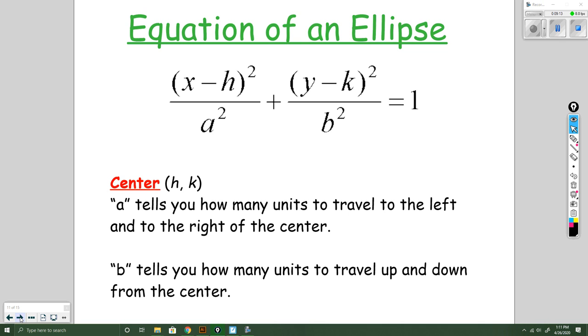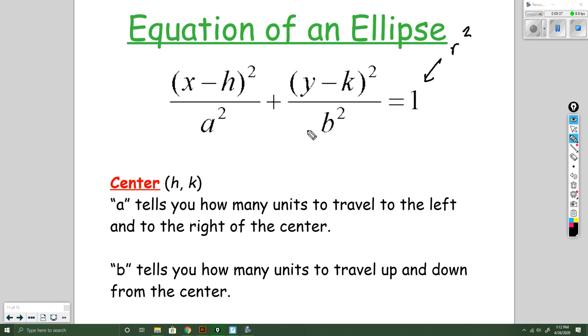So let's take a look at the equation now. Notice a good amount of this equation is very similar from an ellipse to a circle. Obviously, one difference is we see that it equals 1 and not r squared. Okay, that's the difference between the circle and ellipse. And then also we have a and b in the denominator of both of these terms in this equation.